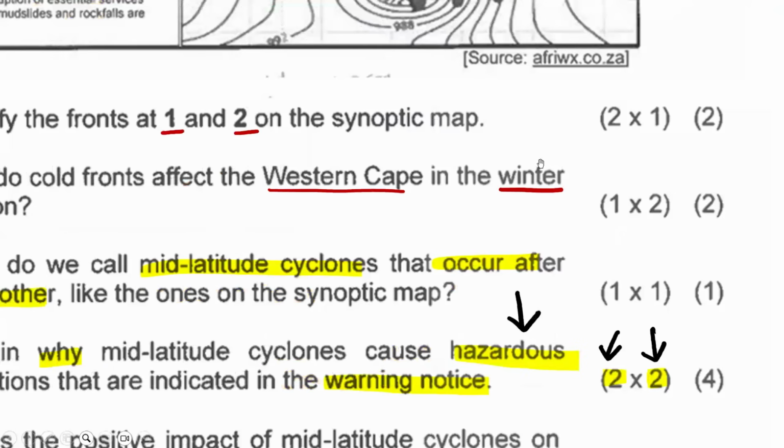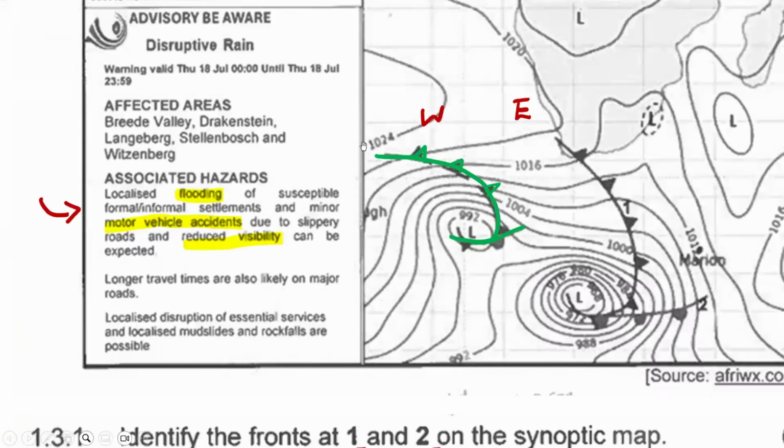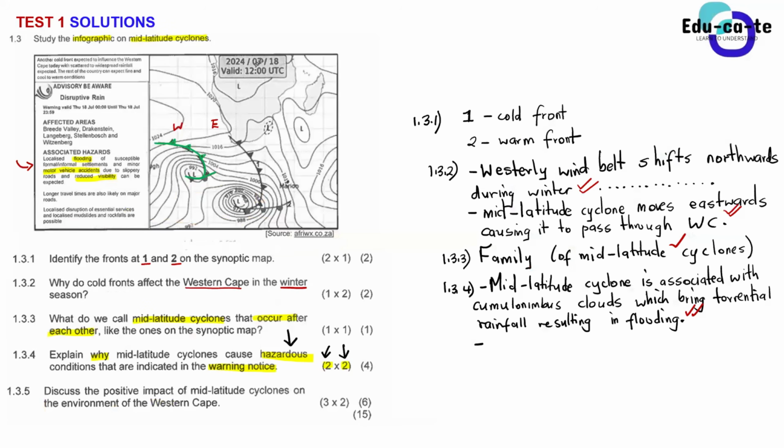I will zoom in on the infographic one more time so that you can see what is written on it. Localized flooding. You must explain about localized flooding of susceptible formal and informal settlements, and minor motor vehicle accidents due to slippery roads and reduced visibility. So you must explain these hazards that are provided. Yes, you are right when you say that strong winds can damage buildings, but they said to explain why the mid-latitude cyclones are causing the hazardous conditions indicated. So you need to explain based on these.